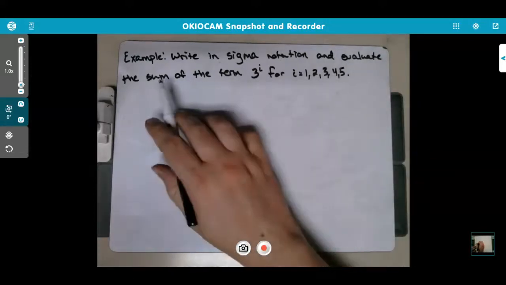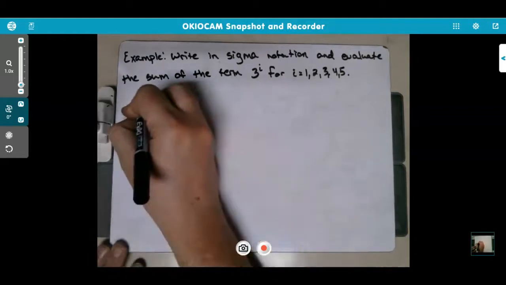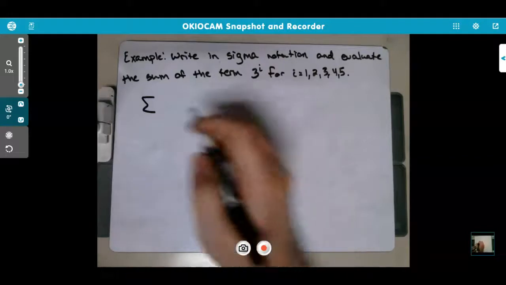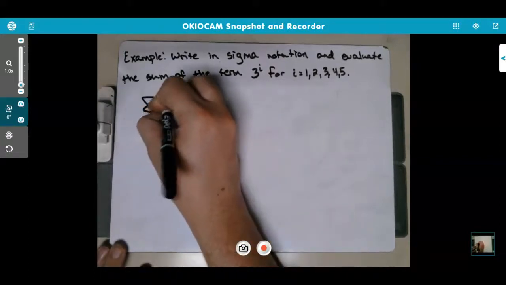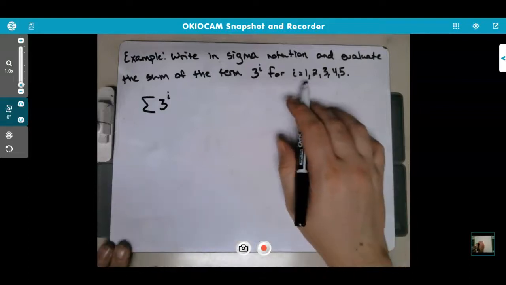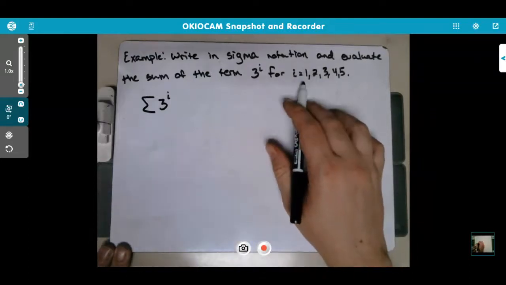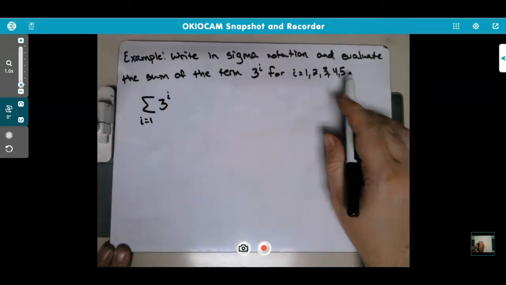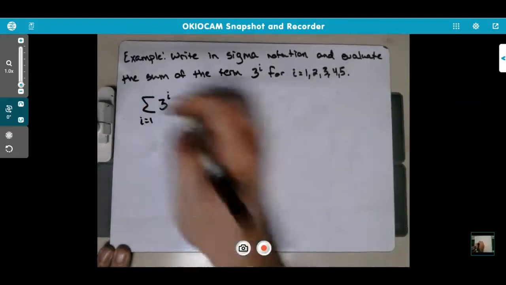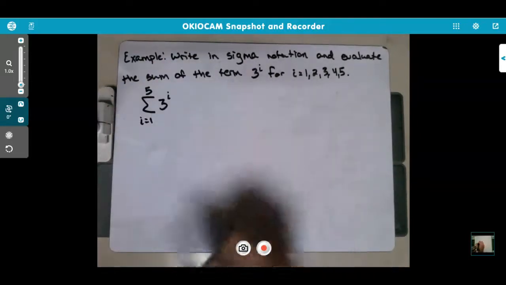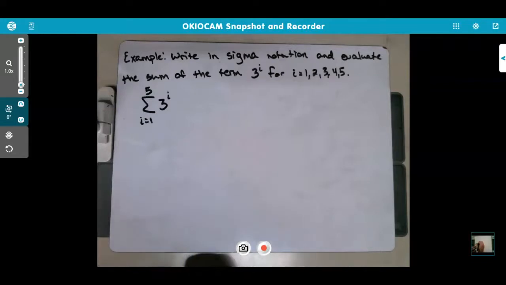So it's saying the sum, which means I'm going to do the sigma. And I know I'm going to add up the terms of 3 to the power of I. So what I need are where I start and where I stop. Well, the first I see is I equal to 1. So we're going to start with I equals 1. And then it's going to stop when I is equal to 5. So this is how I would write that in sigma notation.